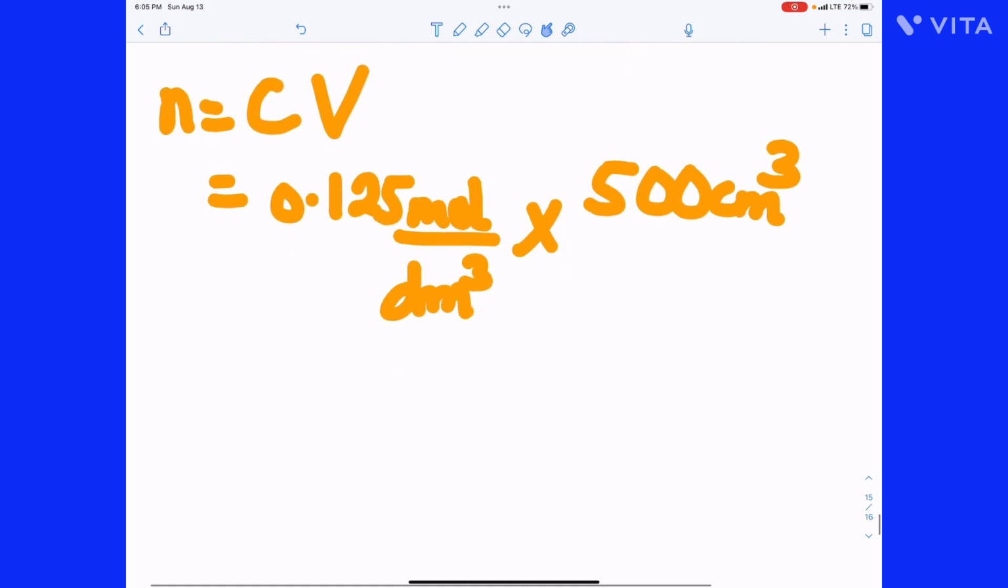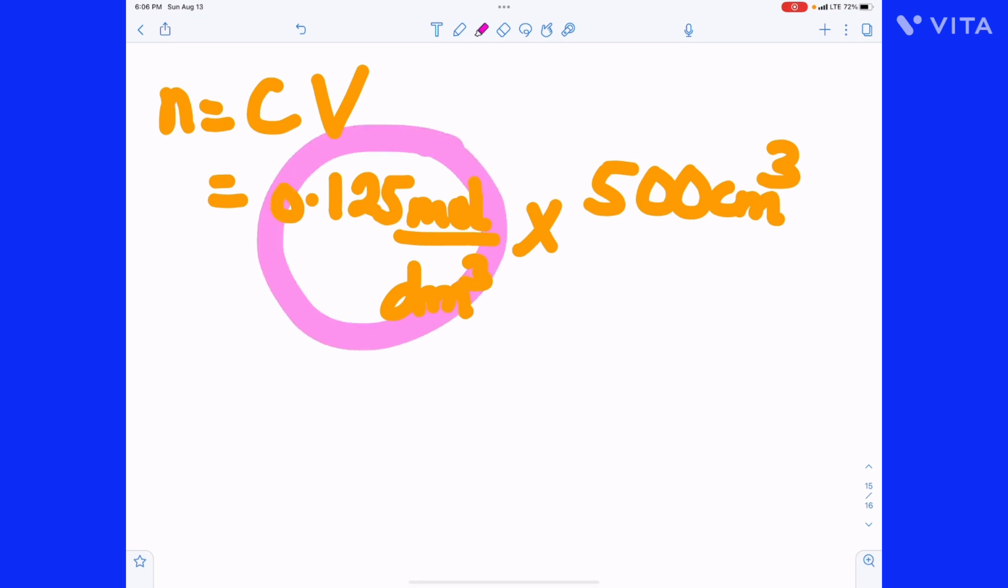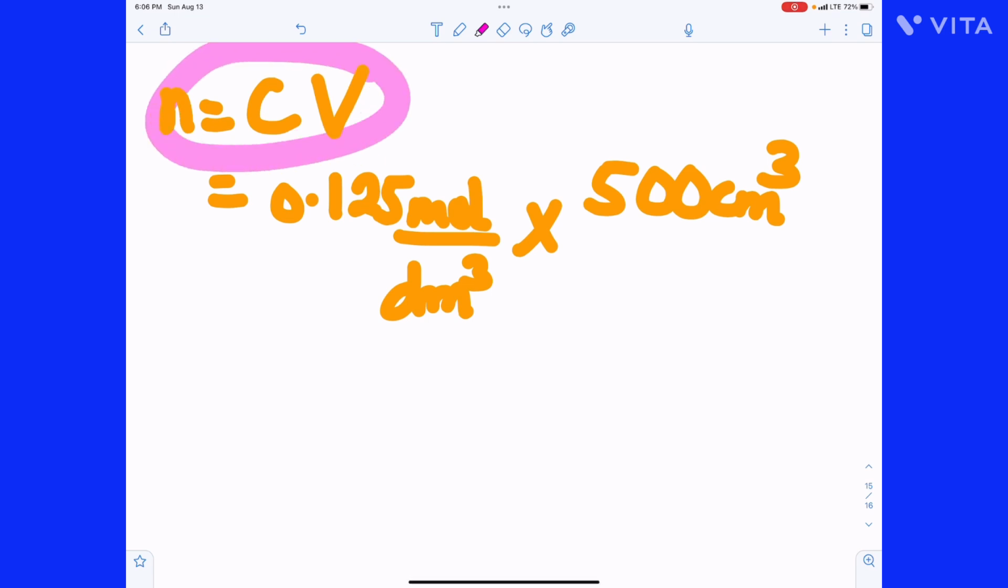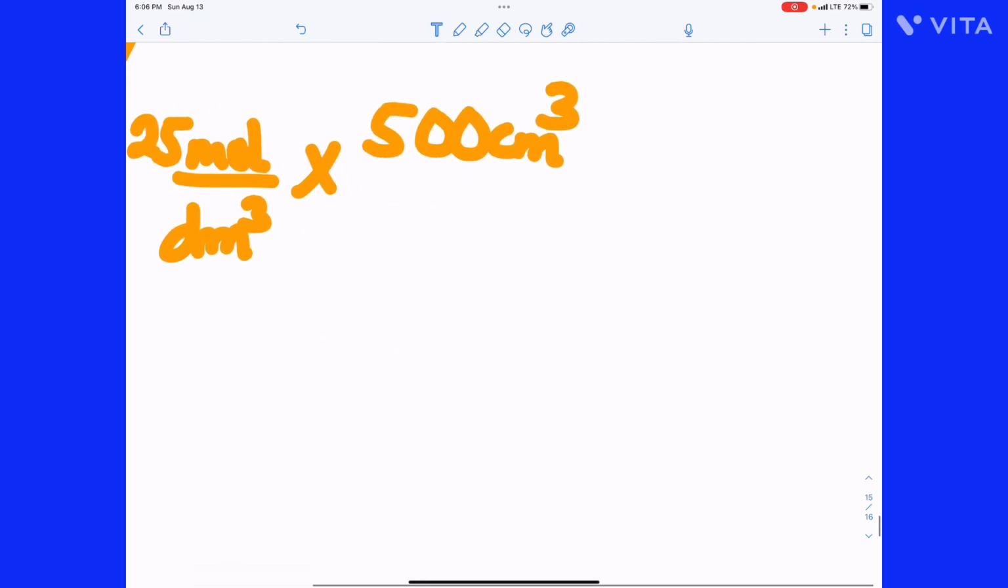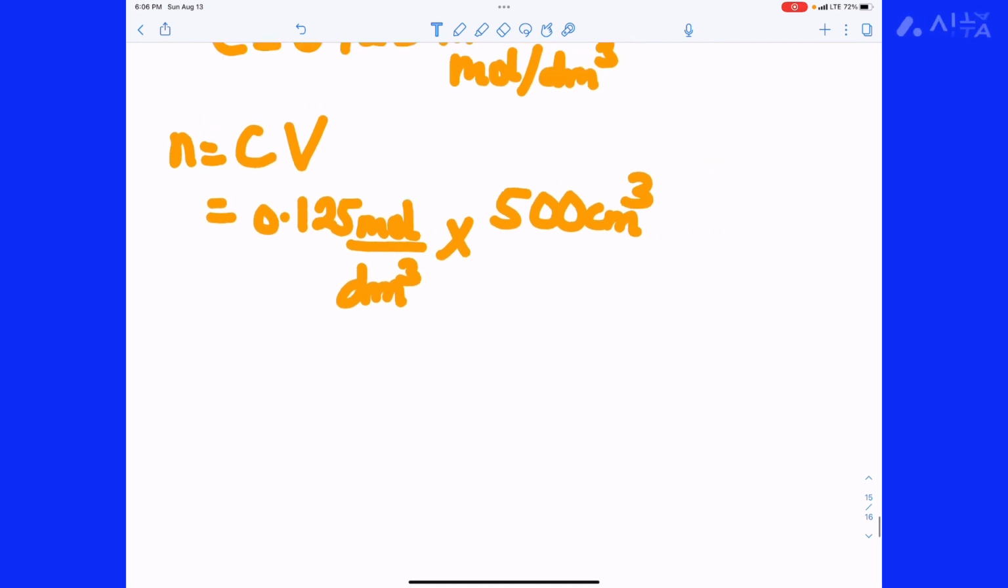The volume of the solution is 500 cm cube, and its concentration is 0.125 moles per dm cube. So using n is CV. This is the formula connecting the number of moles of the base, its concentration, and its volume. And it's the same for every other solution.